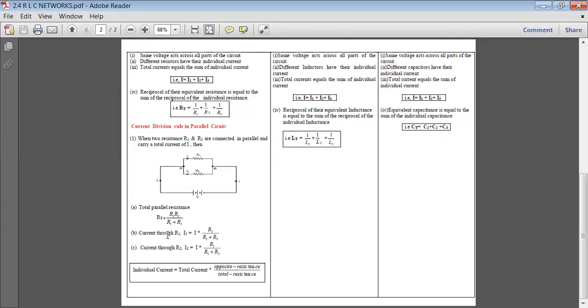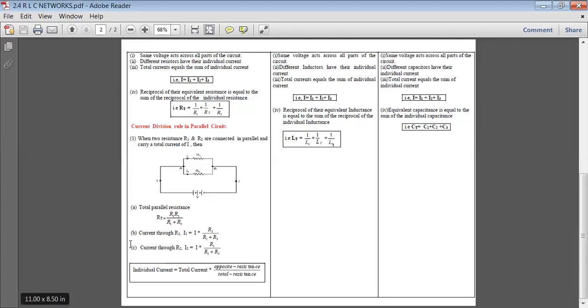Now what is the current through R1? I1 is equal to total current into the opposite resistance. For R1, who is the opposite? R2. So I1 is equal to I times R2 by R1 plus R2. In this way, we can find out the current through individual resistance.